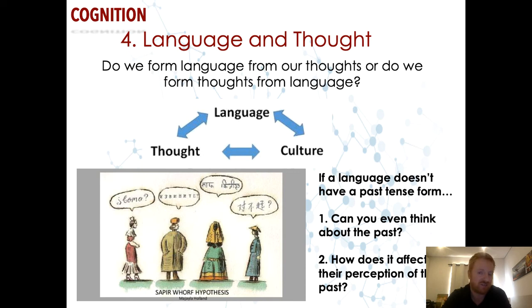Now, the idea here came from a guy called Sapir-Whorf, and he came up with an idea that if you don't have language for a particular idea, then you can't have that idea. And so he looked at languages that didn't really have a solid past tense in the grammar structures. And he wanted to know, are they even capable of thinking about the past if they don't have a past tense structure? And if they are able to think about the past, then how does it influence the way they perceive the past? And he looked at this to try to understand what is influencing what. Is it language that influences thought, or thought that influences language?